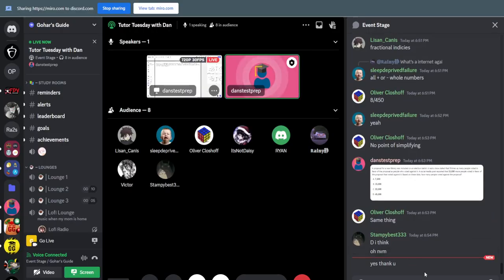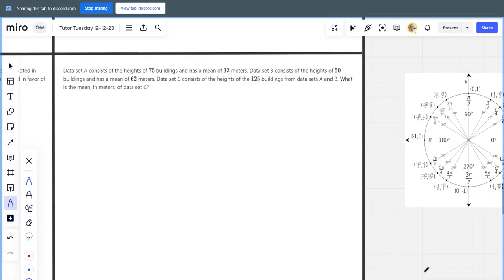This next one is nice. Kind of like a weighted mean problem. Dataset A consists of the heights of 75 buildings and has a mean of 32 meters. Dataset B consists of the heights of 50 buildings and has a mean of 62 meters. Dataset C consists of the heights of the 125 buildings from datasets A and B. What is the mean in meters of dataset C? It's an interesting problem, right?